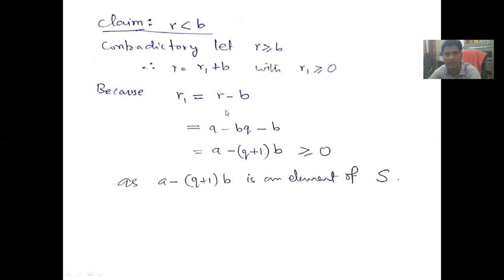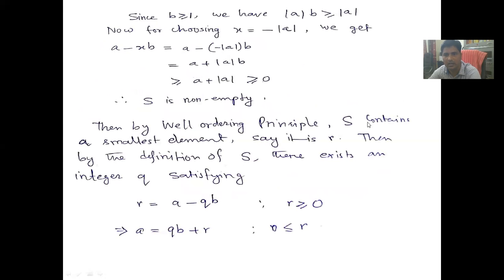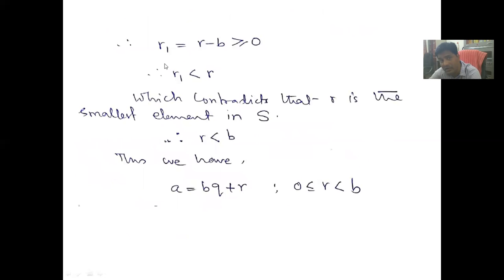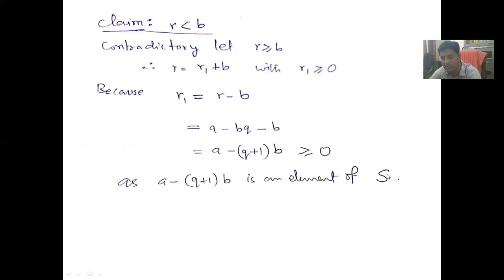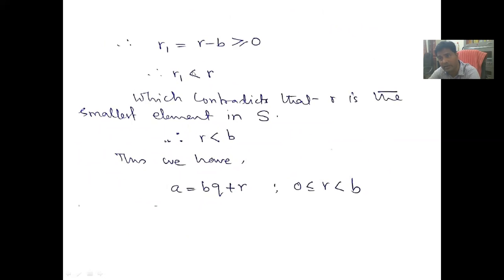By your supposition, S contains the smallest element and say it is R. R is the smallest element of S. But here you are getting another element, R1, which is a member of S and less than R. But R is the smallest member. How is it possible? So this is a contradiction. Therefore our supposition is wrong. R greater than or equal to B was wrong. That means R strictly less than B.